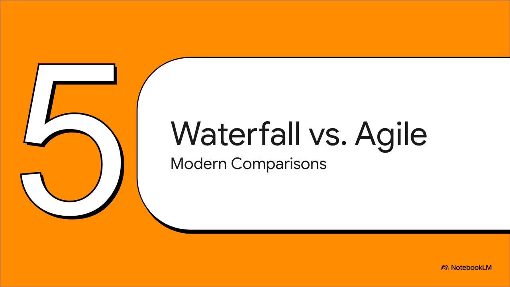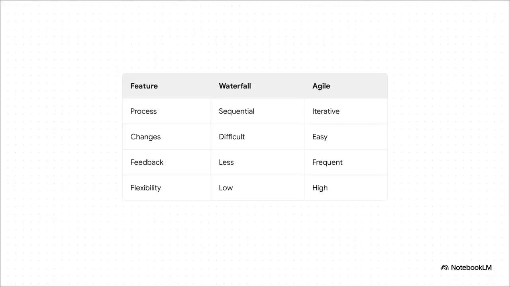All right, let's move to our final section, Waterfall versus Agile. Let's put this classic model up against a modern reality check. Directly contrasting Waterfall with Agile reveals a pretty massive shift in philosophy. It's like night and day. Waterfall is strictly sequential. Agile is iterative. In Waterfall, changes are difficult. In Agile, they're not just easy, they're expected. Waterfall involves very little customer feedback during the build, whereas Agile relies on it constantly.